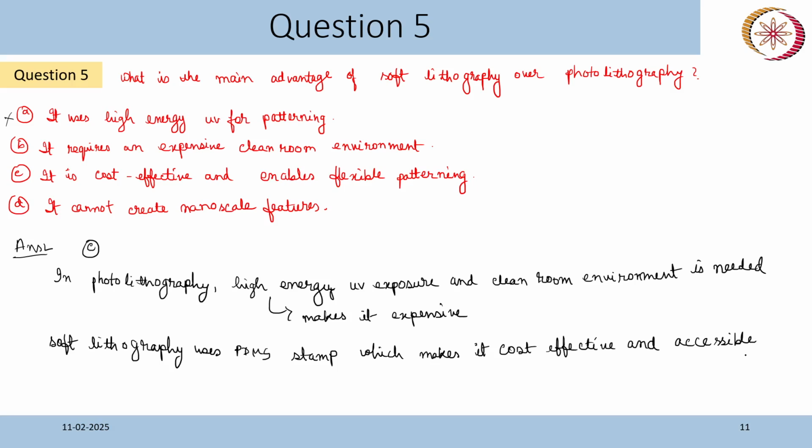Even if we don't have a clean room, you can go for soft lithography. Once your master stamp is made using photolithography, after that you can use it in a normal clean lab setup also, without having any sophisticated instrument and clean room. It also enables patterning on curved surfaces and flexible substrates. That is why it enables flexible patterning.